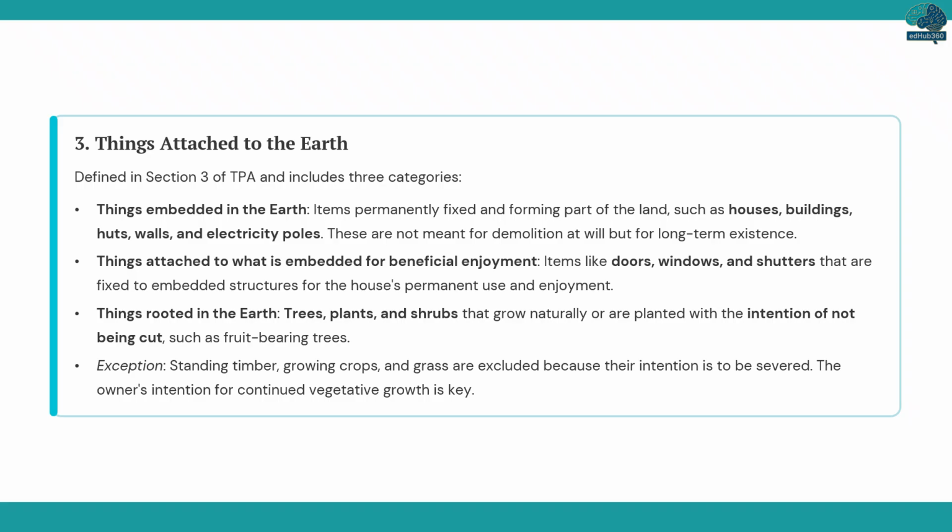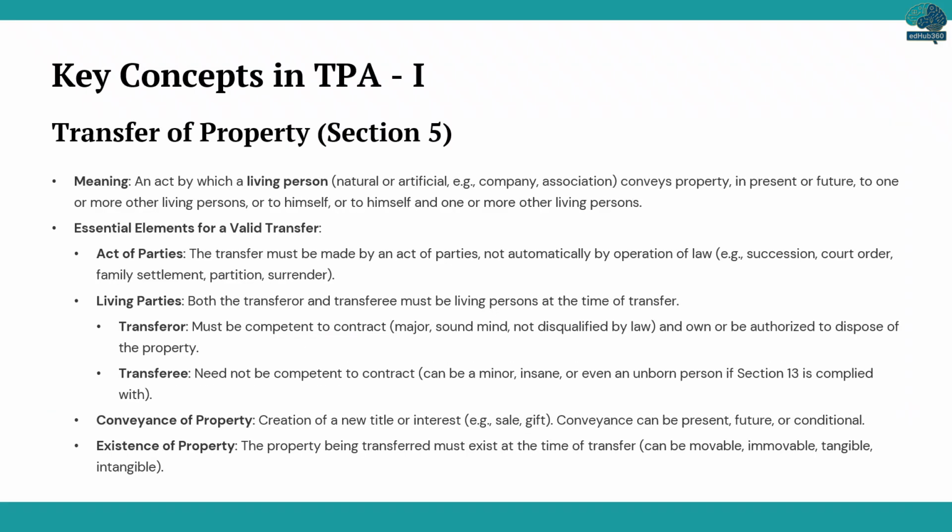Now, let's look at some key concepts in the TPA, starting with the transfer of property under Section 5. This is an act where a living person, which can be a natural individual or an artificial entity like a company, conveys property, either now or in the future, to another living person or even to themselves.